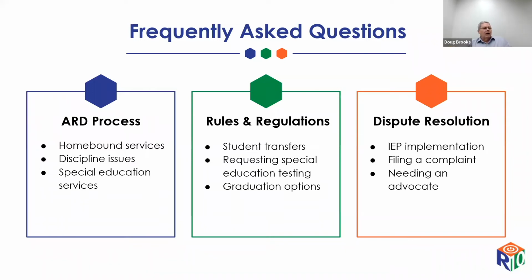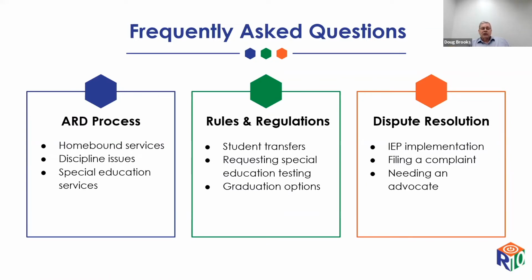But currently, because it changes from year to year and time of year, the three main areas where we're getting most of our questions are on the ARD process, questions about the ARD meetings, rules and regulations, and then dispute resolution. Under the ARD process, the top three we're getting right now are homebound services. That's where a doctor has determined that the child's too ill to attend school for 4 weeks or more during the entire school year. If the ARD committee decides those homebound services are appropriate, the special education teacher comes out to the home several times a week to provide direct instruction to the child.